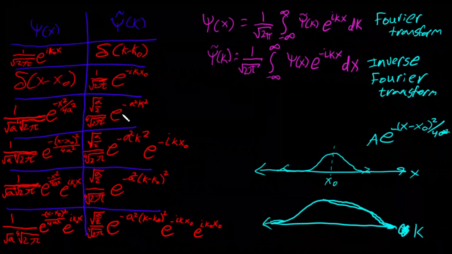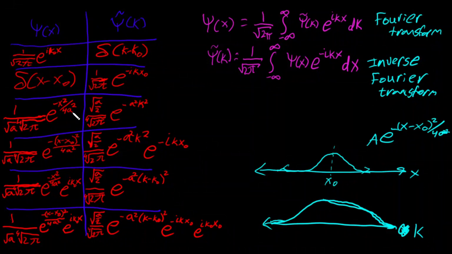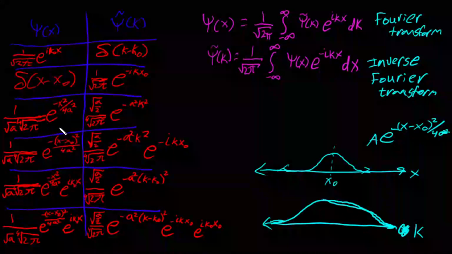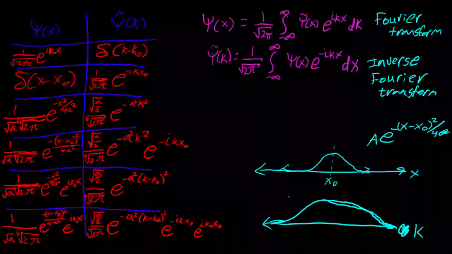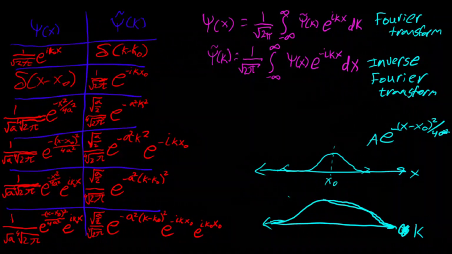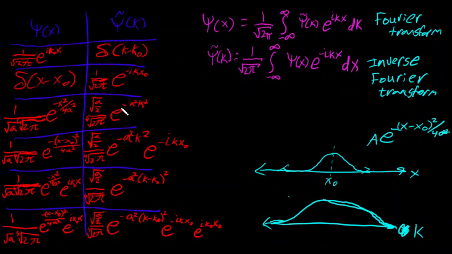And so this function, if a is really small, the x function will be very narrow, which would make the k function be very wide, right? Because this 4 sigma squared part has to do with its width. You see, if this one has a very small width, this one would have a very big width, right?